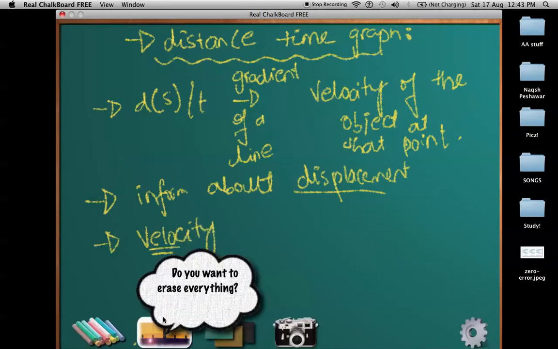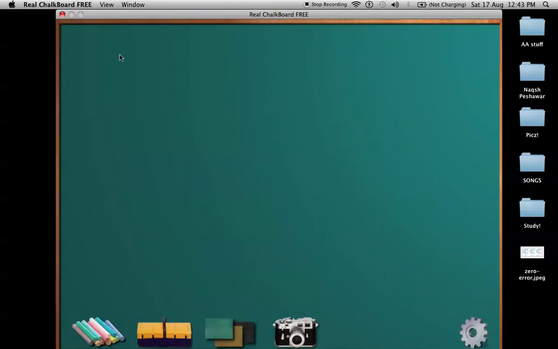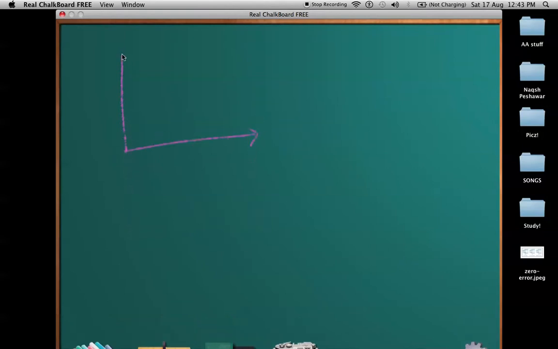So let's just take an example here. Let's say we have a graph here. This is the S by T graph. This is, let's say, 6 meters from our previous case. This we know is 2 seconds. This we know is 4 seconds. And this again is 0. So this origin point is 0.